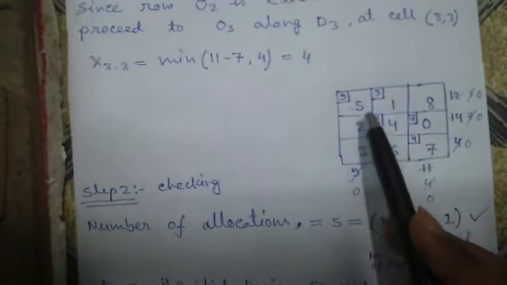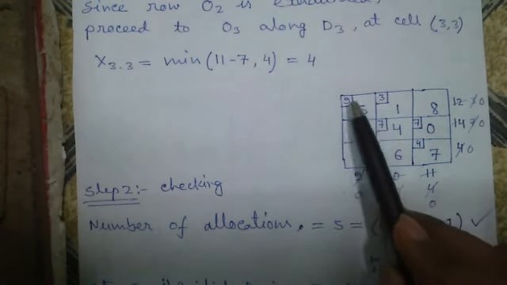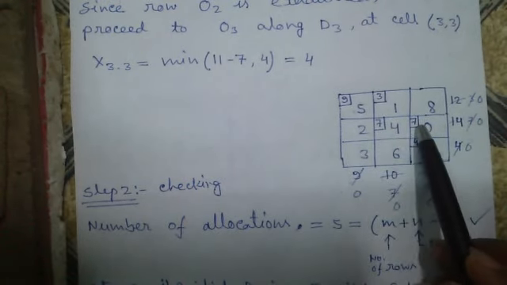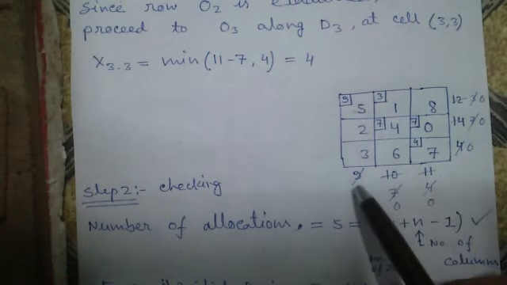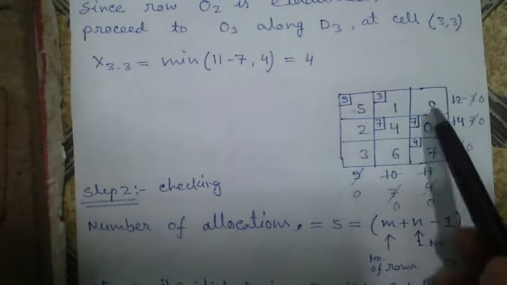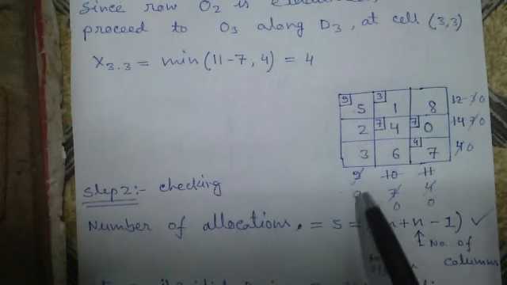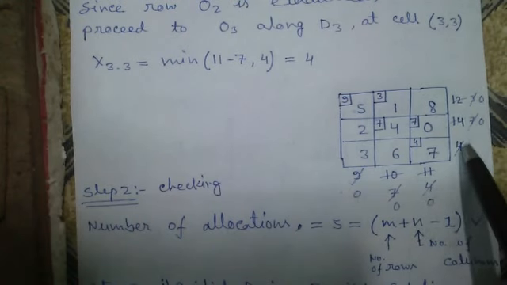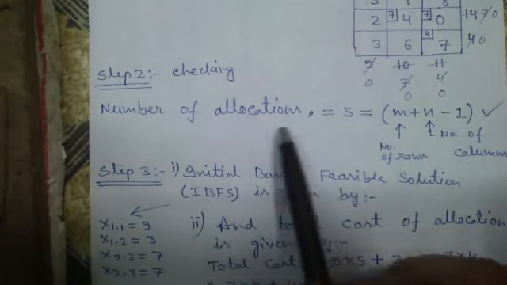So we can conclude that our total allocation is complete, since 9 plus 3 is 12 total allocated, 7 plus 7 is 14, and 4. Similarly, column-wise 9, 3 plus 7 is 10, 7 plus 4 is 11. So all the demands have become 0, 0, 0. The sum of total demands equals 0 and the sum of total supply also becomes 0. So the allocation is complete. The next step is checking the number of allocations.